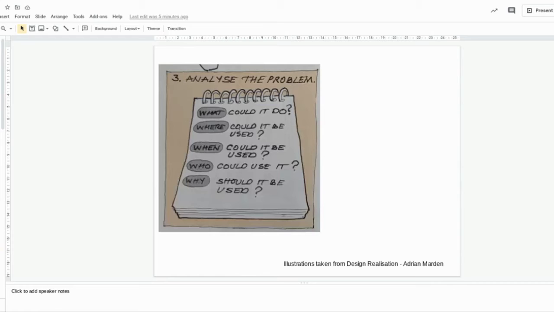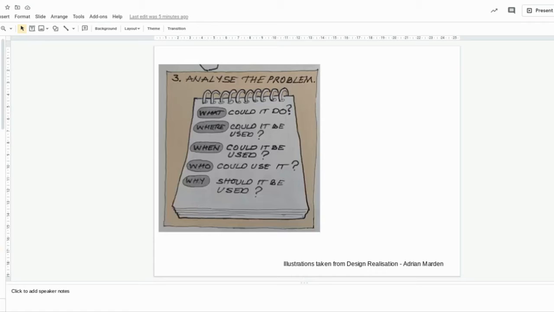Okay, so next up is to analyze the problem. This is where you're throwing yourself in to fully understand what the problem is. So what could your product do? How could the product be used? When could it be used and where could it be used? Who could use it? Don't limit yourself to a target audience if it doesn't need to be really specific. You could broaden it out.